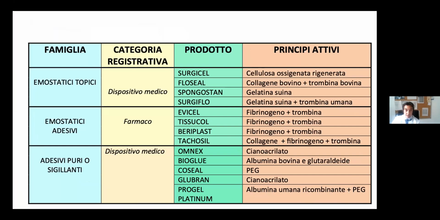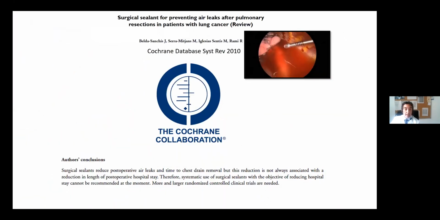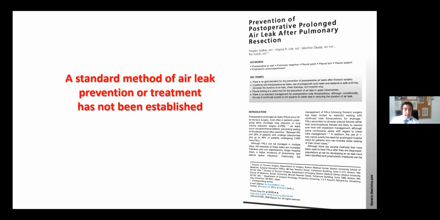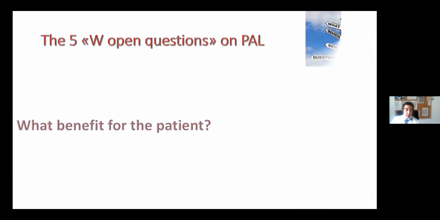What we have, we saw at the beginning, the old Cochrane database from 2010, and we know that the conclusion is more and larger randomized controlled trials are needed. And a more recent review has the same conclusion. A standard method of air leak prevention and treatment has not yet been established.